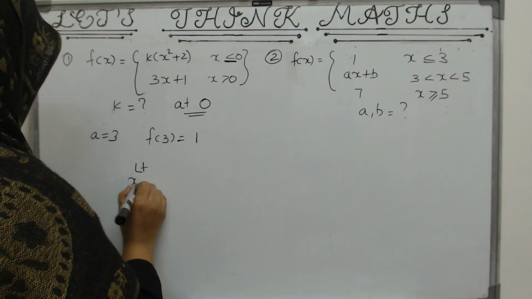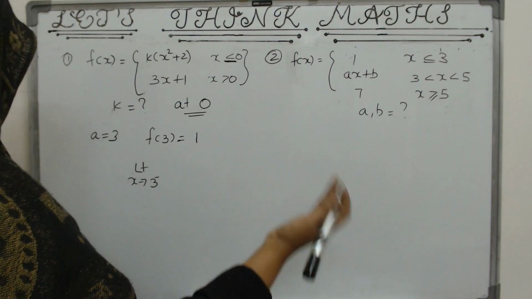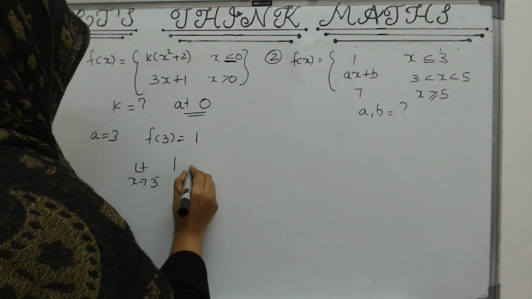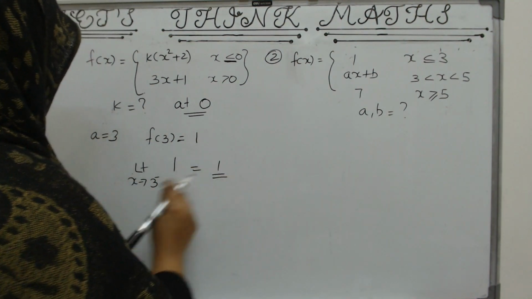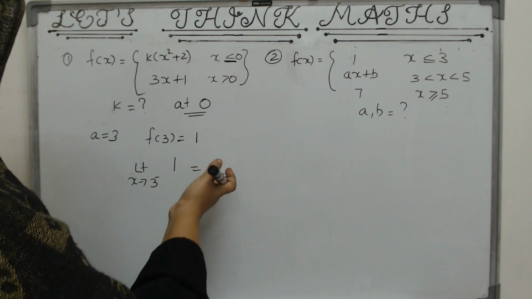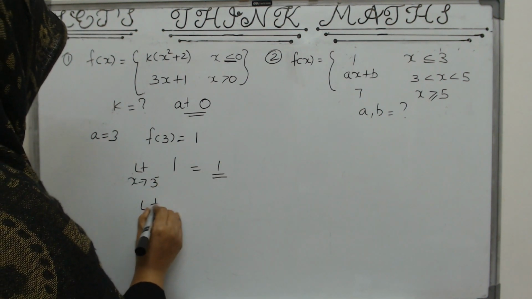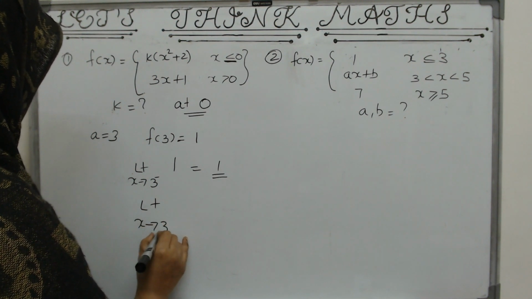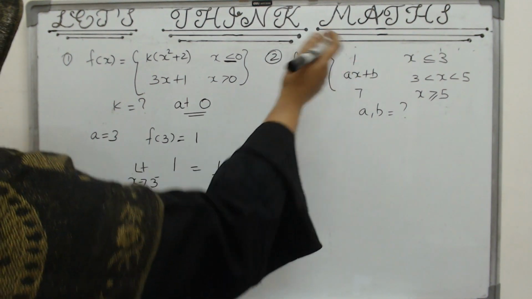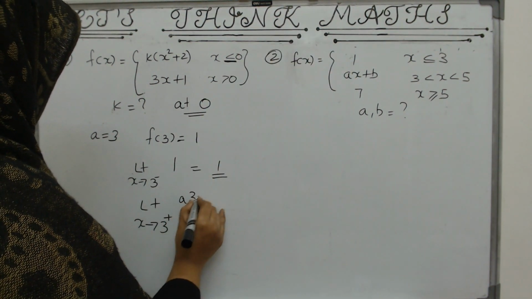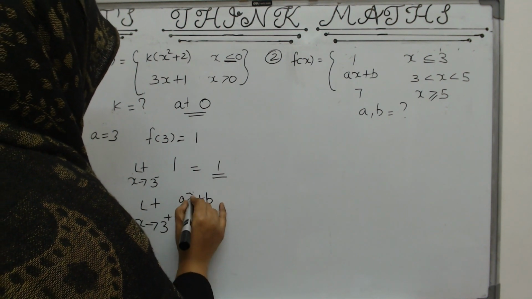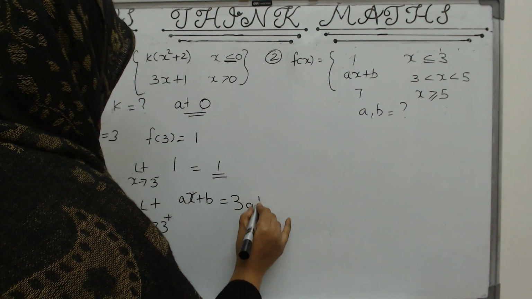Then come from values which are less than 3. Where are they? Here. Your function is 1. It is a constant function. There is no x here. Whatever your x is, it is a constant function. Now come from values greater than 3. What do you have? Greater than 3, you have this. Instead of x, put 3 here. You have the answer to be 3a plus b.